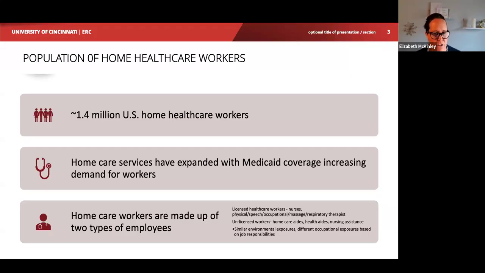But while these workers have different tasks, they have different exposures because of the different tasks that they have. They do have similar exposures because they're all entering the home of a patient, which is not controlled at all.